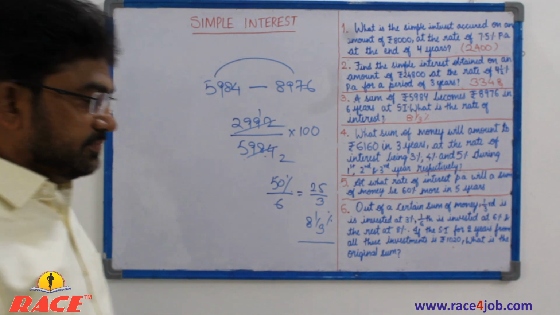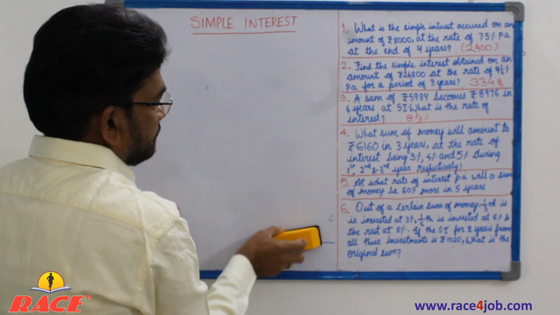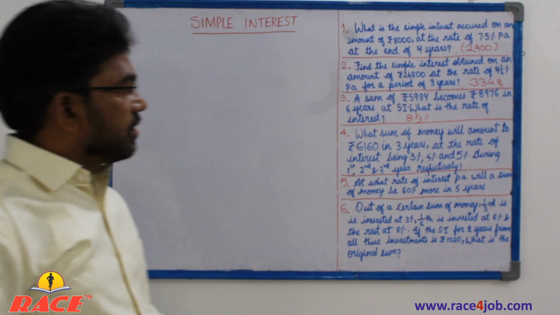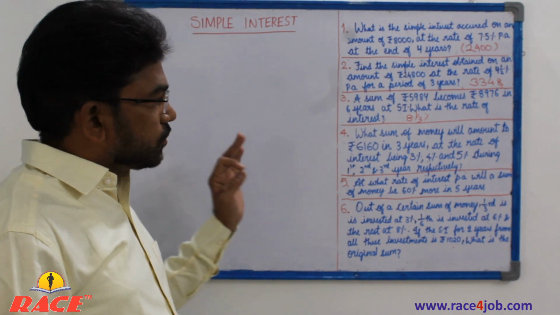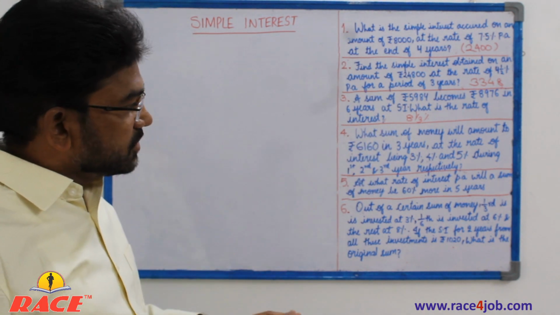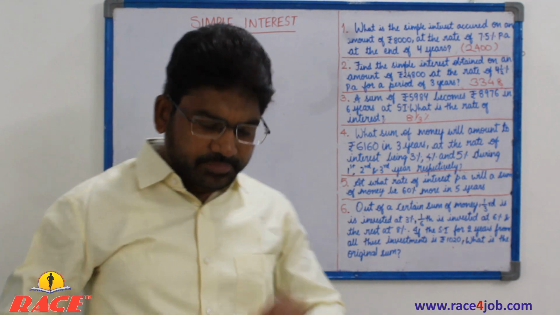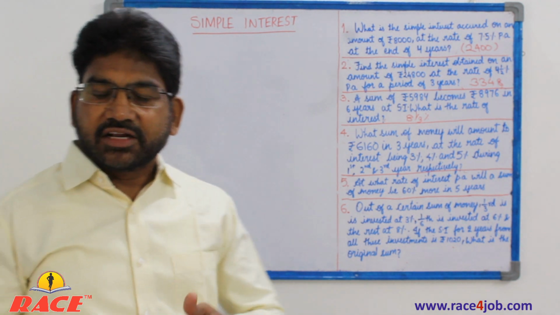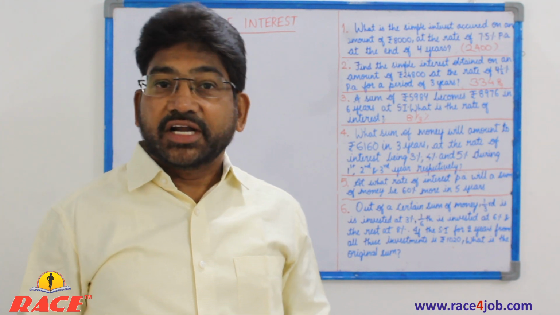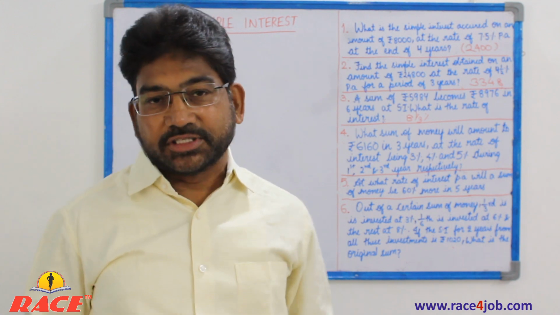Fine. Now let us see the next question. It says, what sum of money will amount to 6,160 in 3 years at the rate of interest being 3%, 4% and 5% during first, second and third years respectively? Okay. We have so far seen the rate of interest is same for every year. But it may not be the same rate of interest, as he has mentioned. First year is 3%, second year is 4%, for third year is 5%.